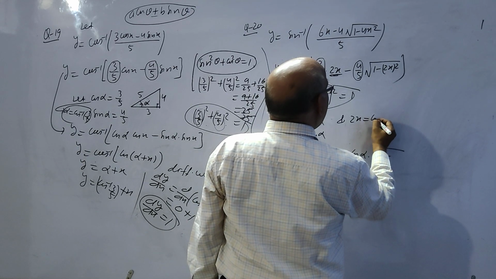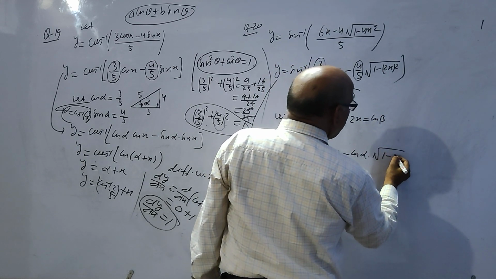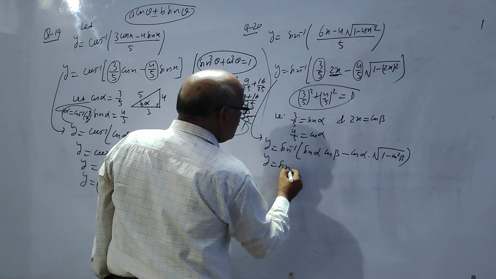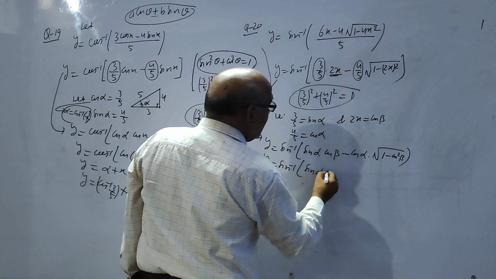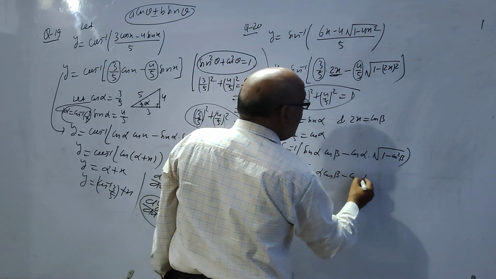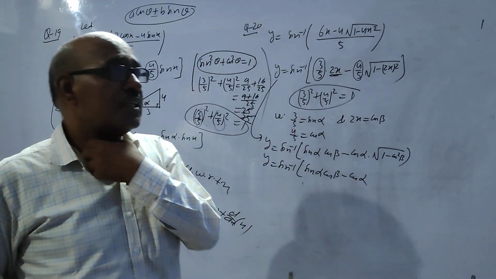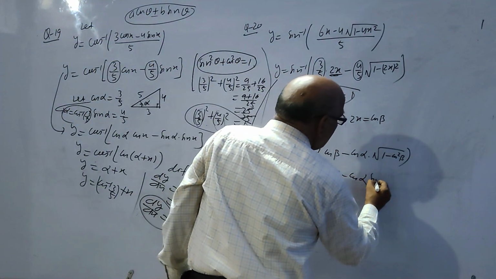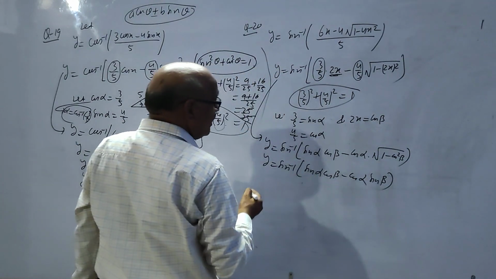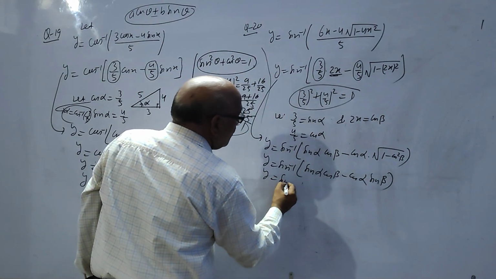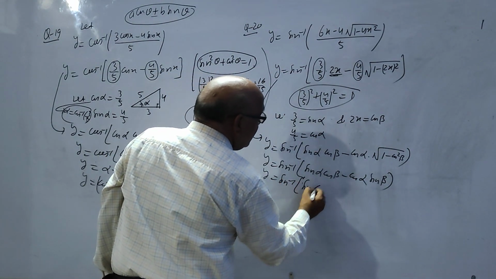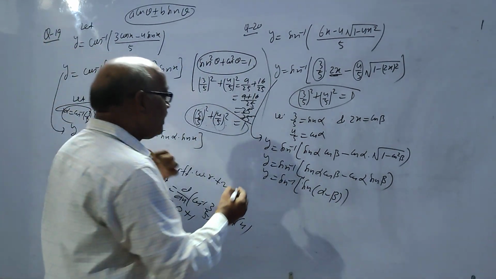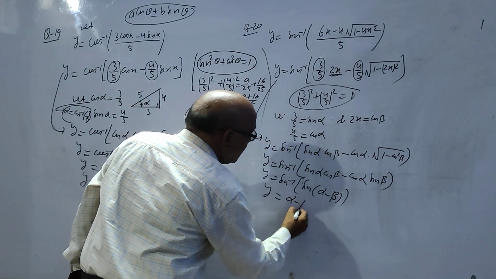2x is equal to cos beta, so 1 minus cos square beta. Simplify it: y is equal to sin inverse of sin alpha into cos beta minus cos alpha, square root of 1 minus cos square beta, that is equal to sin square beta, square root of sin square beta, that is sin beta. Formula of sin alpha minus beta: y is equal to sin inverse sin of alpha minus beta, and this sin inverse sin is going to cancel out, y is equal to alpha minus beta.